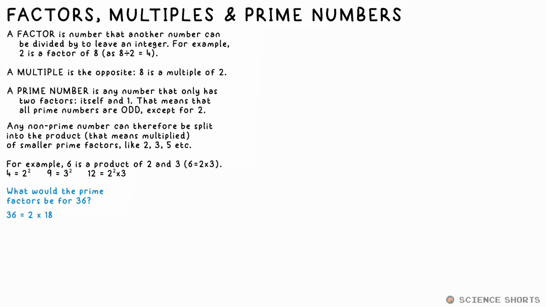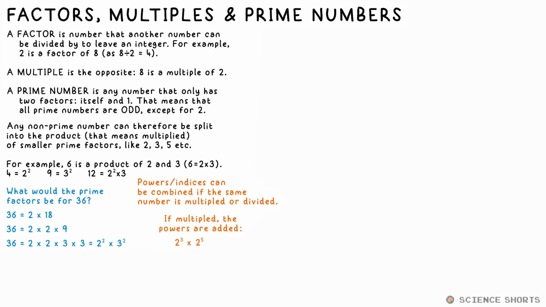Let's do this one step at a time. 36 is the same as 2 times 18. 18, we can take another 2 out as a factor, so 36 is equal to 2 times 2 times 9. And then we know that 9 is 3 squared. So our final answer is 2 squared times 3 squared.